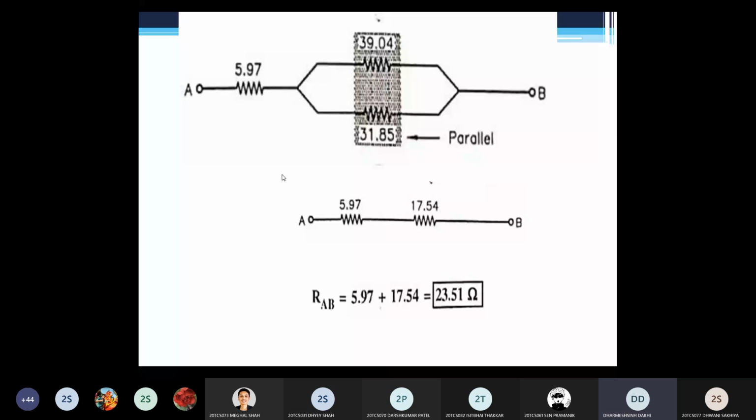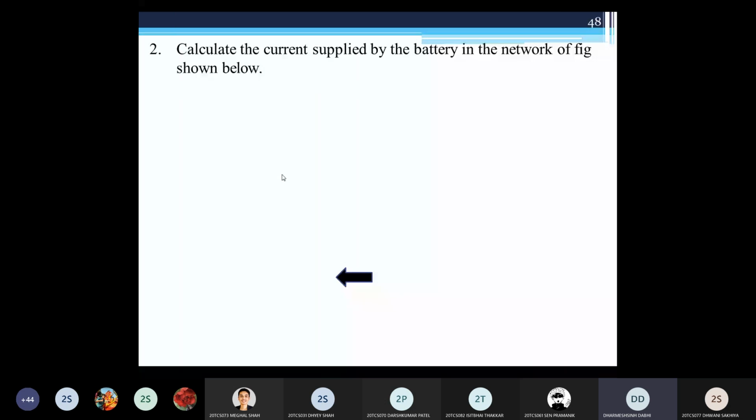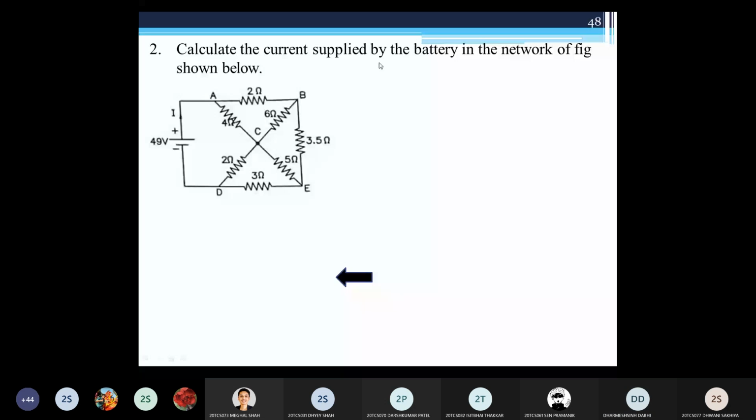So I can move on to the next example very quickly. Yes or no, all of you? Yes, sir. Okay. So write down the second example. Calculate the current supplied by the battery in the network of the figure. Find out this supply current, I. Supply voltage is given as 49 volt in this circuit. So how do you get the supply current? First you need to reduce this circuit into an equivalent resistance.